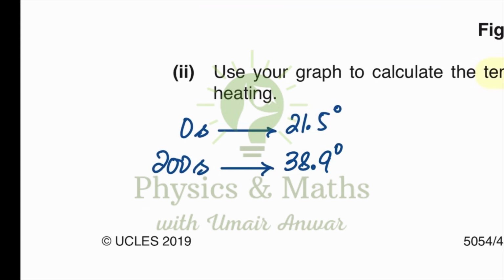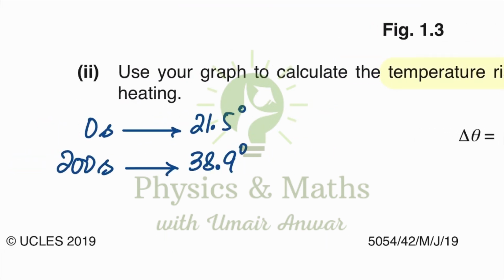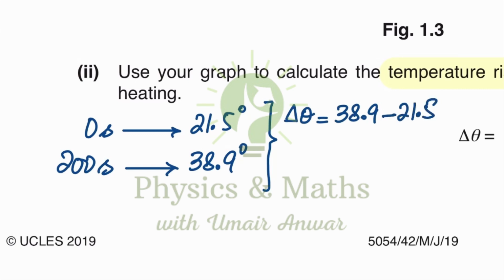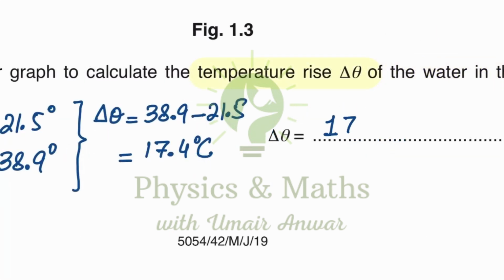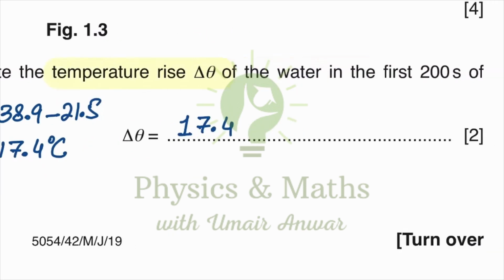So if now we try to find out the difference in the temperature, that would be represented by delta theta, and for that I'm going to subtract 21.5 from 38.9. So it comes out to be equal to 17.4 degrees centigrade. So the temperature difference according to the graph that I have drawn is 17.4 degrees centigrade.